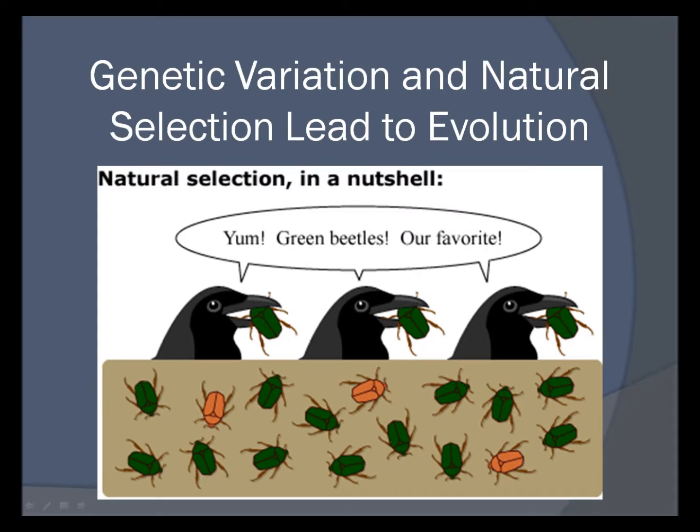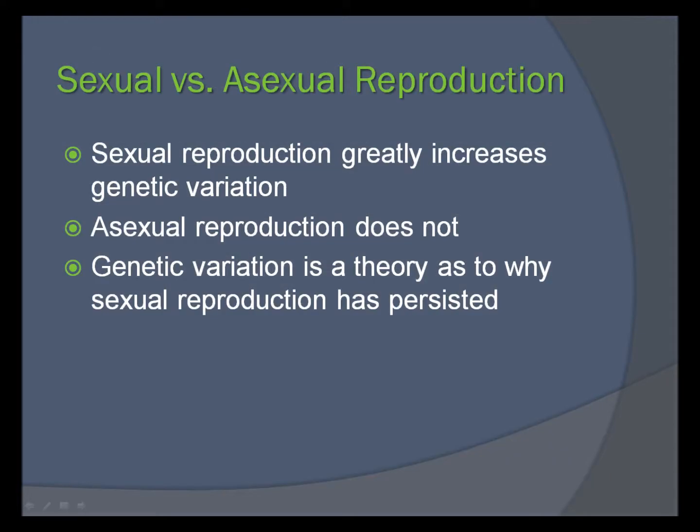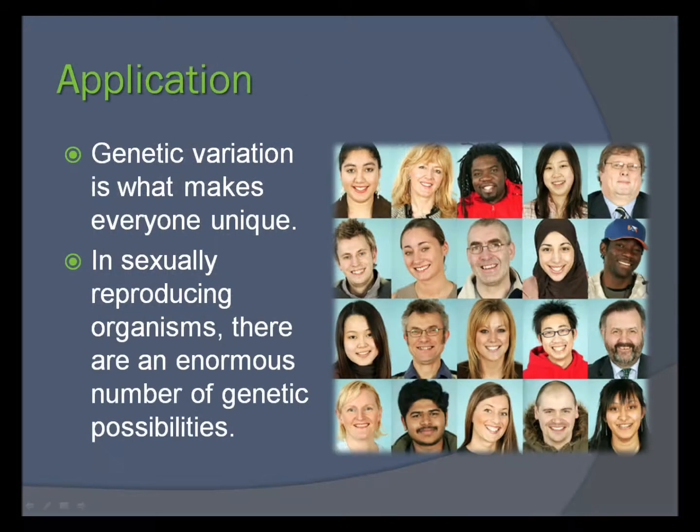Without mutations and genetic variation, the species would have never adapted its color to its habitat, and therefore would not have survived. Genetic variation is much higher among sexually reproducing organisms than asexually reproducing organisms. This is one theory as to why sexual reproduction has persisted, considering it is much less efficient than asexual reproduction.